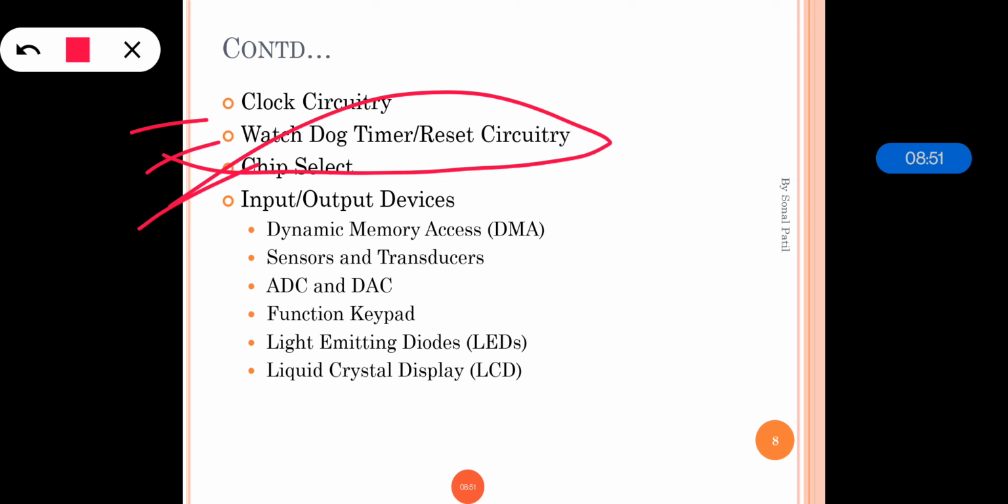Then the next is chip select. As many peripherals share the common buses, the processor must be able to uniquely identify the peripheral to communicate with it. For that, the chip select is used. Then come the input output devices. In that, the first is DMA, that is dynamic memory access. Generally, data transfer between input output devices and memory is coordinated by the CPU. In cases where handling of the input output device by the processor is not efficient, data transfer between the input output device and memory can take place directly, and that is known as DMA, that is dynamic memory access.